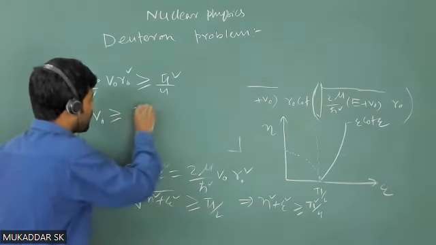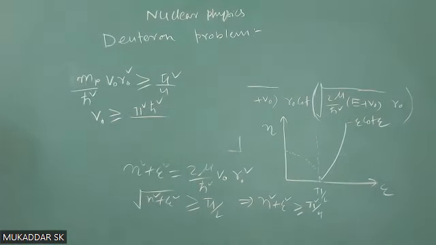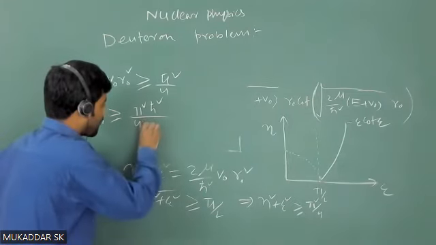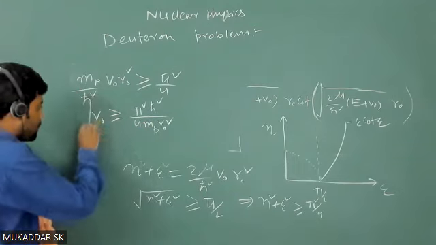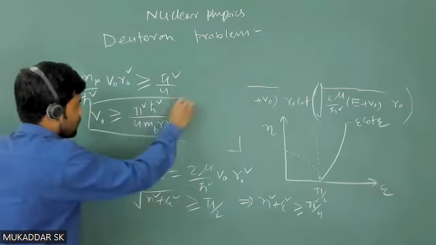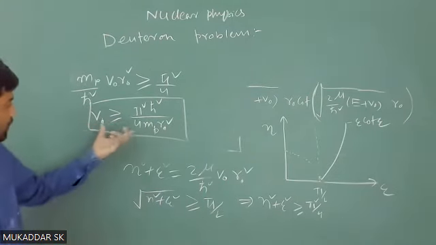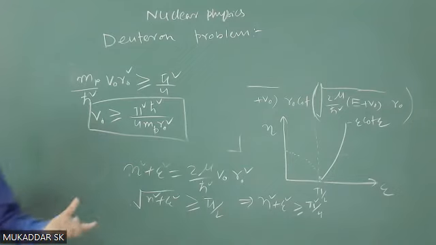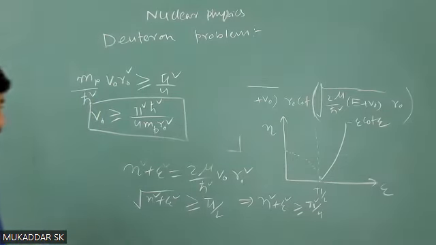pi square h cross square divided by 4 times the mass of a proton into r naught square. So this will be the strength of the potential. Okay, so based on this equation you may get a question in the upcoming examination.